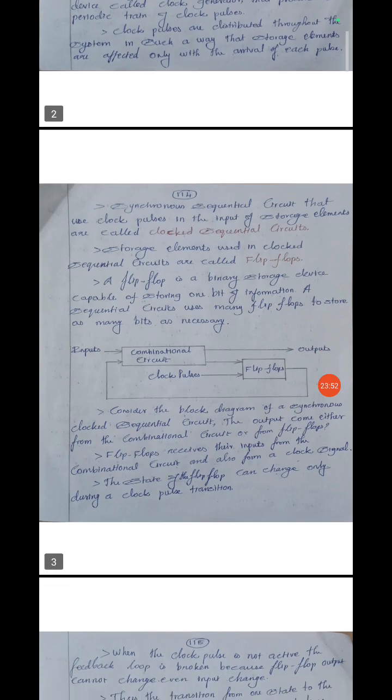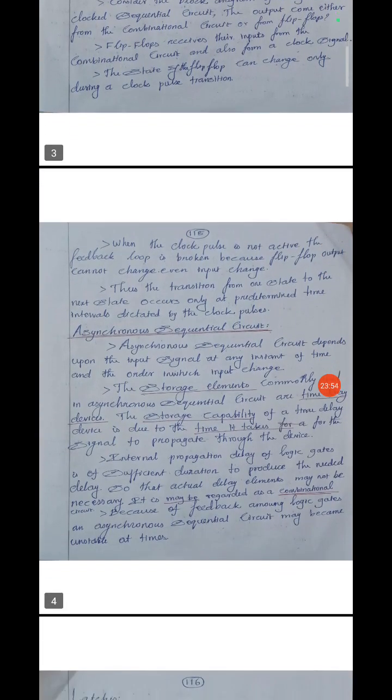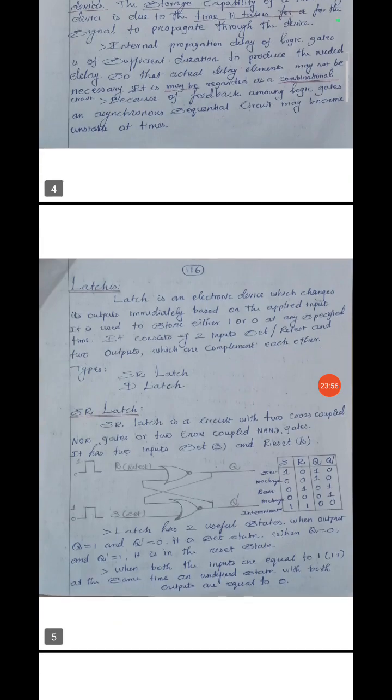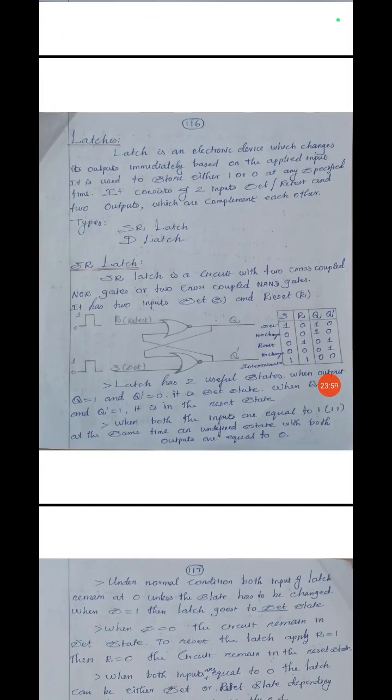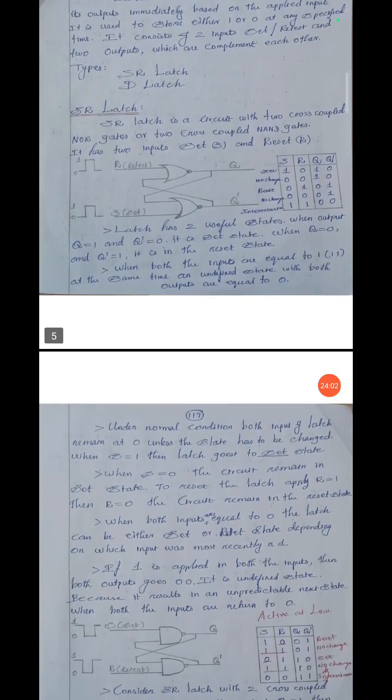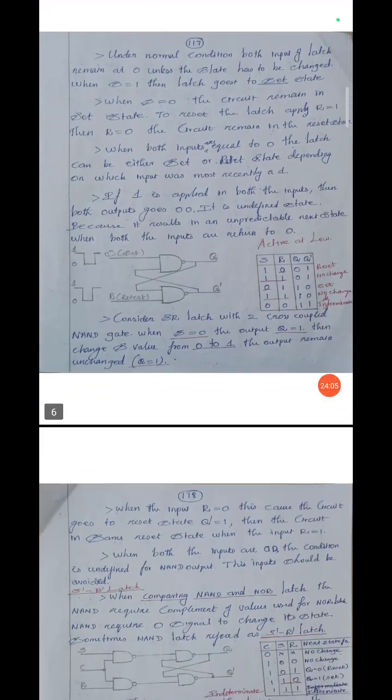Okay, this is some theory about synchronous circuits, then asynchronous sequential circuits, then latches. You have to study all the latches: SR latch, D latch, circuit diagram, truth table and operations. Very important. Then another one is the S-bar R-bar latch, by using NAND and NOR.